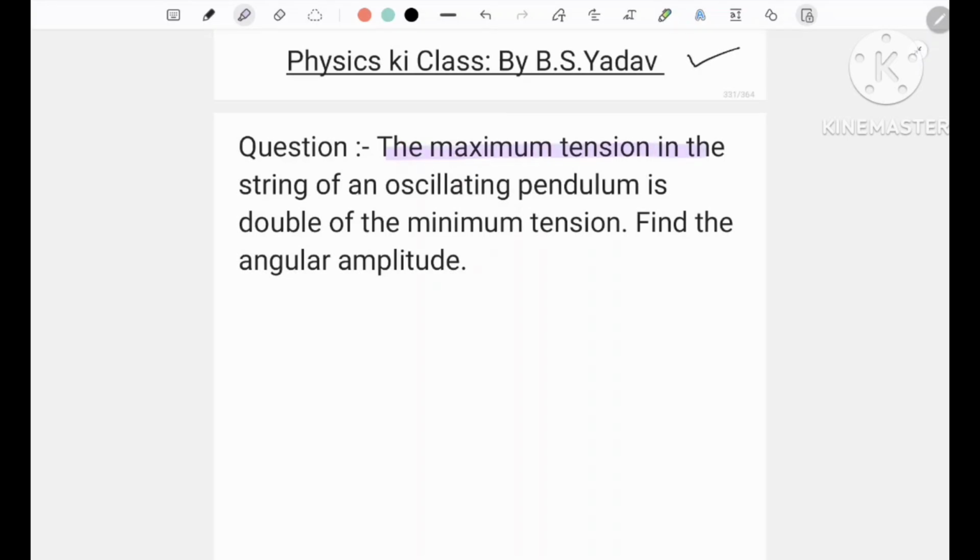The maximum tension in the string of an oscillating pendulum is double of the minimum tension. Find the angular amplitude.